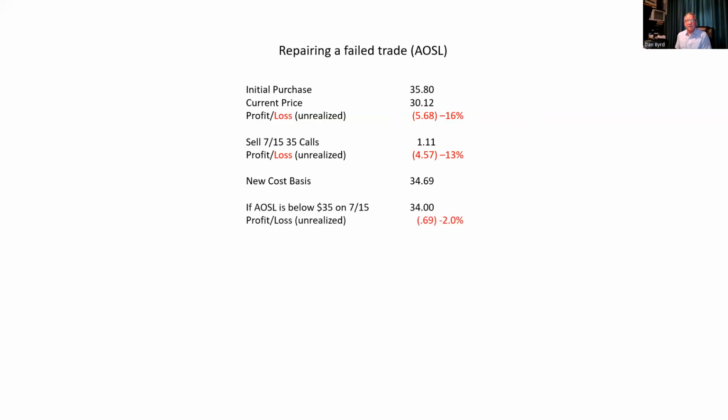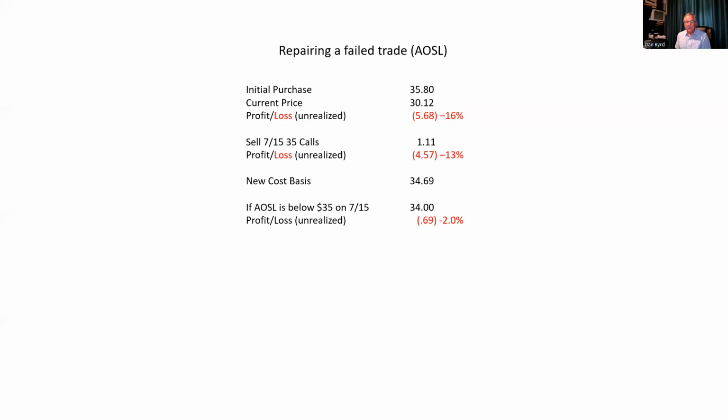Now, if the stock is below 35 on July 15th, let's say, for instance, it's at 34 in 2 weeks, my unrealized loss now is only 2%. Unrealized, because remember, my new cost basis is 34.69. So now my loss is only 69 cents instead of $5.68.